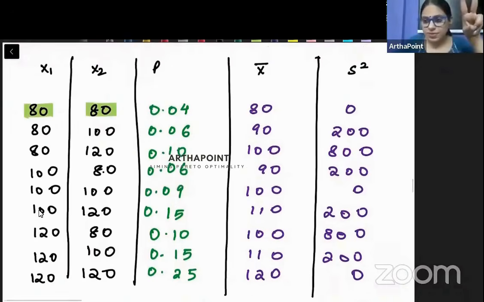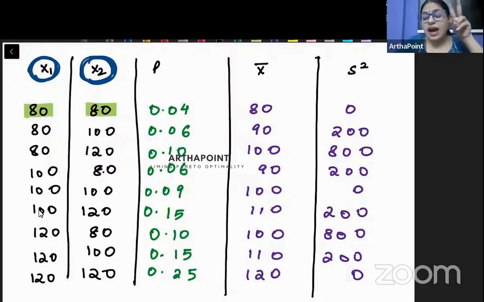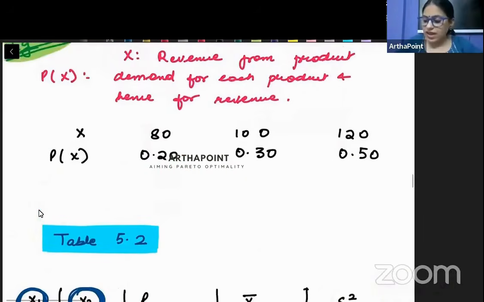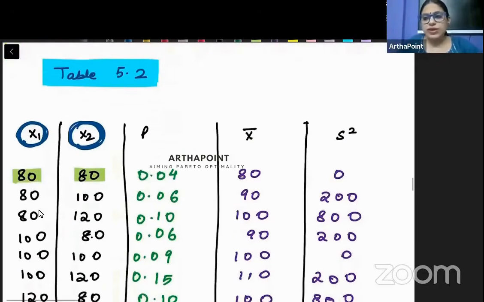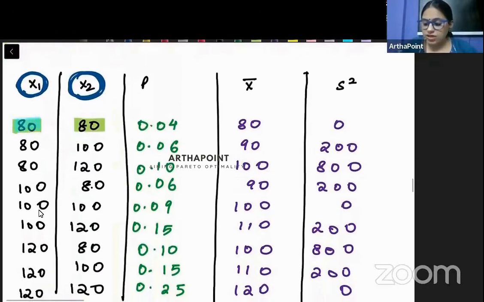So I am selling 2 MP3 players. So this is the first MP3 player sold. This is the second MP3 player sold. So if both the MP3 players sold are this one, 2 GB, ये 2 GB वाला MP3 player था. This was 4 GB MP3 player and this was 8 GB MP3 player. So if both the MP3 players sold are 2 GB, it means that my revenue will be 80. So this is what I have written here. Here I am writing the revenue as 80 and 80.